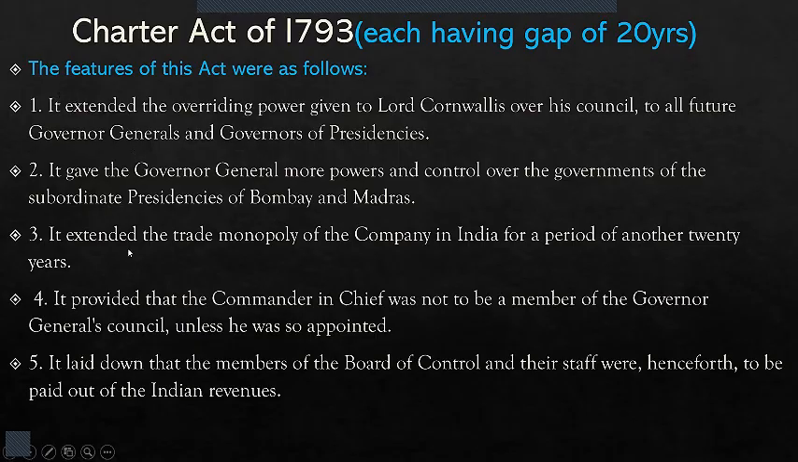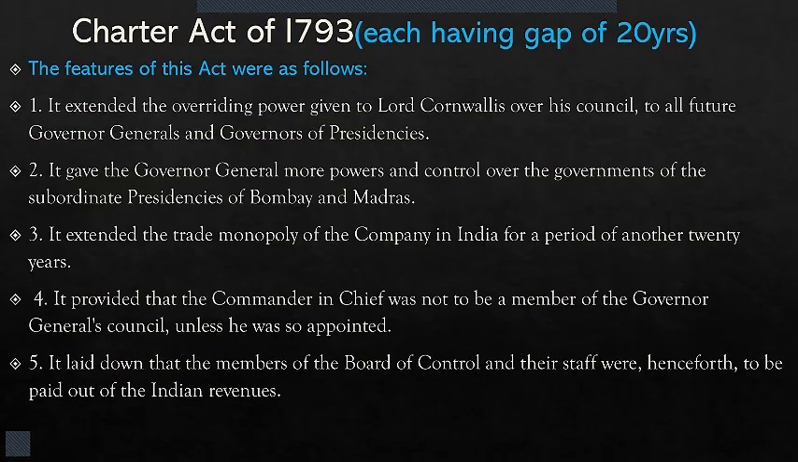It extended the trade monopoly of the company in India for another 20 years. The company was granted a period of 15 or 20 years for trade, and now it was extended for 20 more years. It provided that the commander in chief was not to be a member of the governor general's council unless he was so appointed to it.